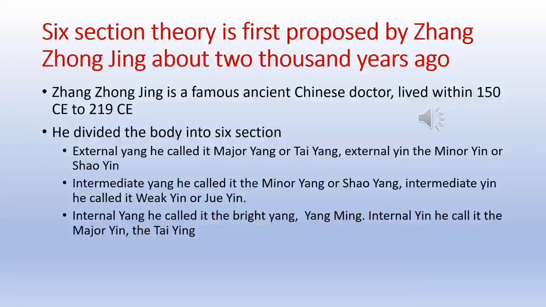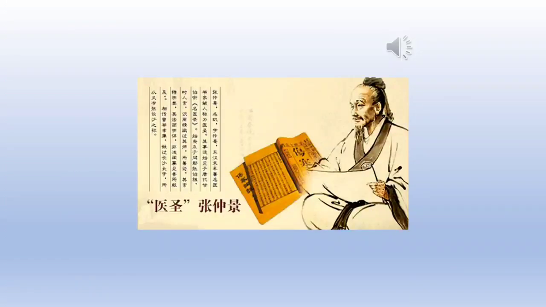Of course, the naming system is not the same as ours, but the correspondence is almost the same. Okay, and this naming system is a little bit complicated. That's why I use a modern way of exo, intero, and endo. That may be easier for you to learn. So this is Zhang Zhongjing, and the book written by him, the Shang Han Lun.